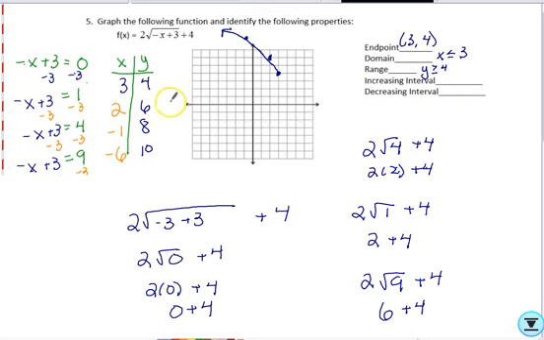Increasing and decreasing. You have to go left to right. So this entire graph is decreasing for the domain of x is less than or equal to 3.